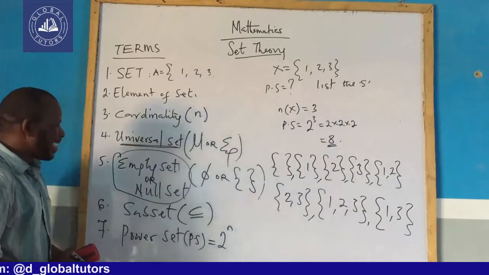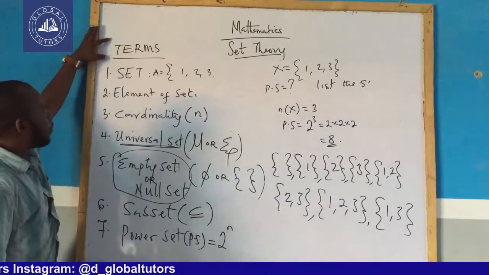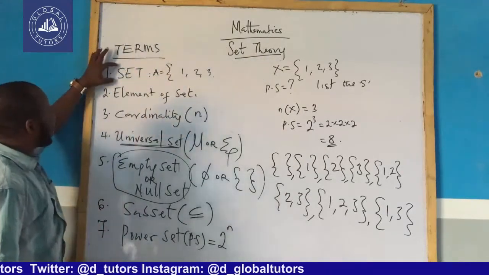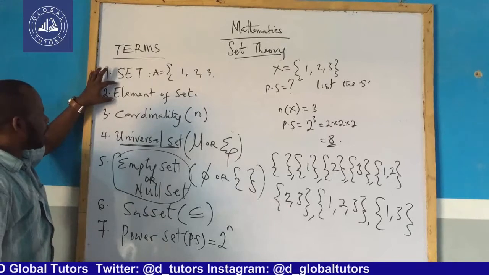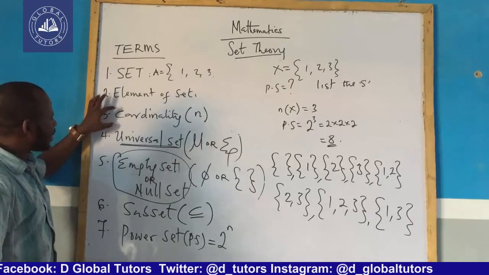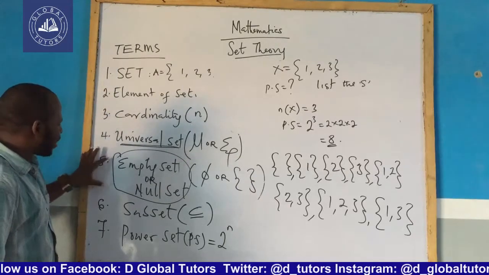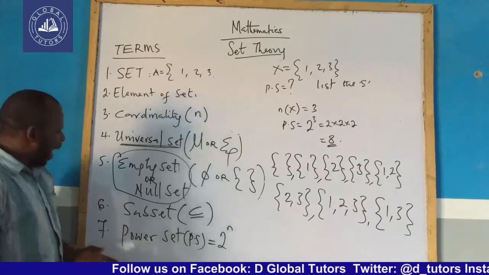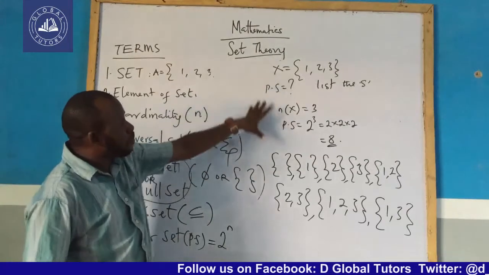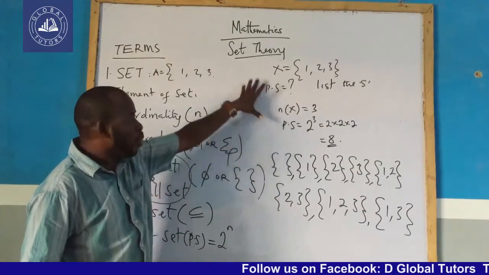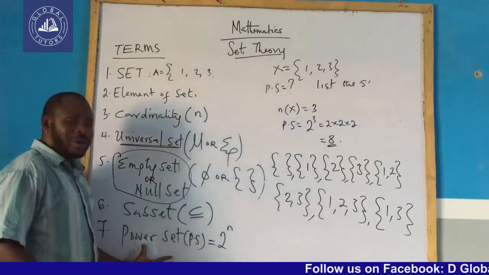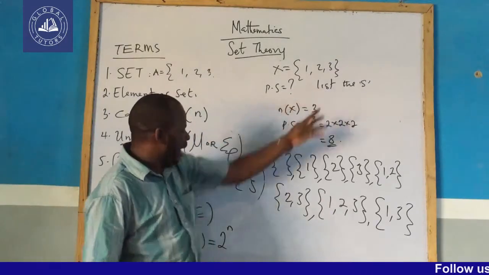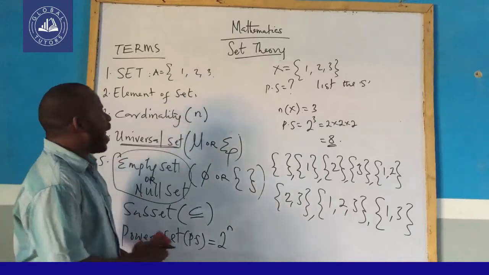So what we have done in this class is we have looked at the terms that are used in set theory. We looked at sets, elements of a set, cardinality, universal set, empty set, subset, and power set. And in power set, I've been able to use 2 examples to illustrate how you can calculate power set and how you can list the subsets of a particular set.